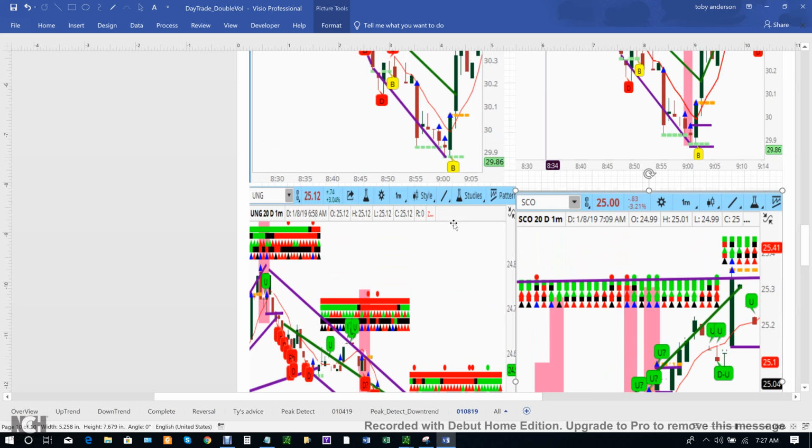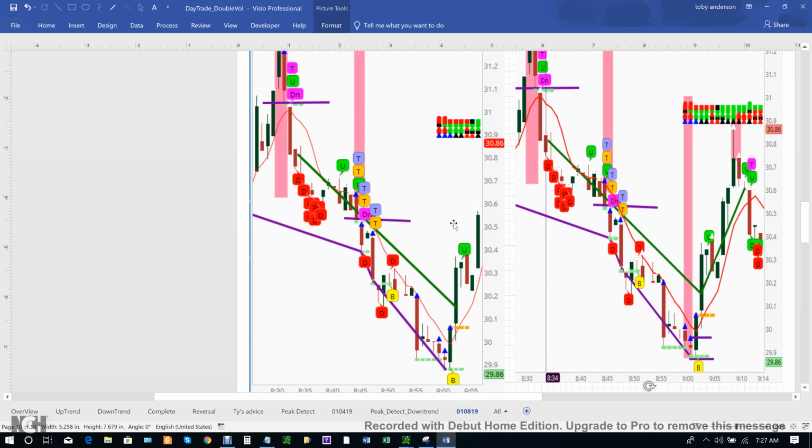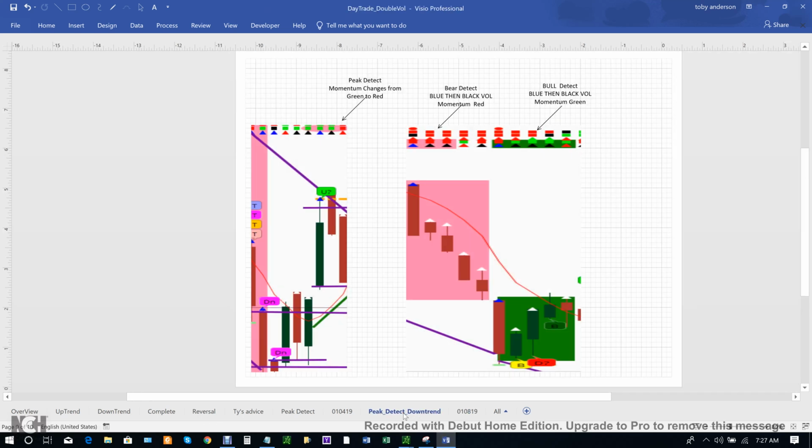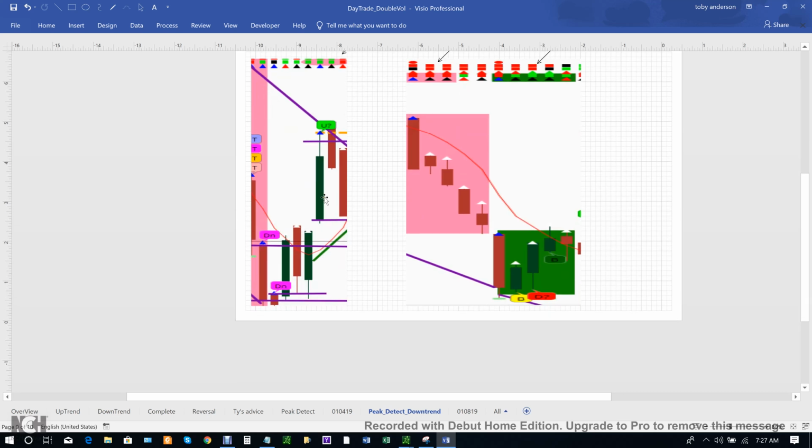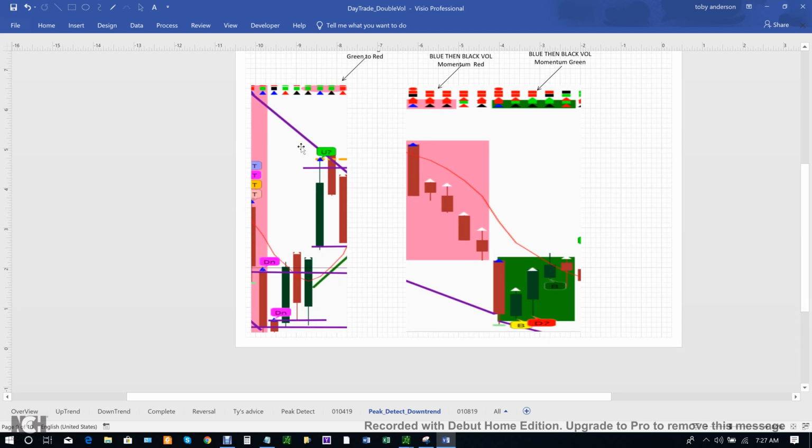So I just want to go over some of the trades I made on the 8th. Before we do that, I want to talk about a peak detect. Okay, so this is like a downtrend, and price was going down, and what happens, it goes down to a valley, up, pull back down, pull back up, pull back down, pull back up.